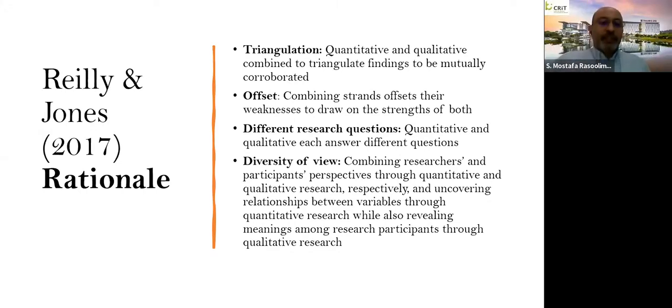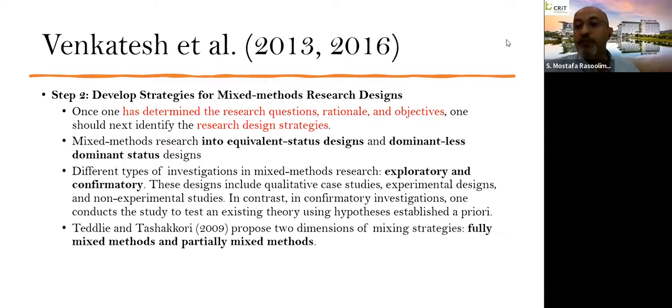This is another understanding from Rayleigh and Jones of the rationale and purpose of research. Again, you can see this is similar to the categorization of Venkatesh. Some research is triangulation, to corroborate or confirm; offset; compensation. We have different research questions, so we combine qualitative and quantitative to answer the research questions. And there is diversity of view, so combining different views about the same phenomenon. Okay, so this is based on the purpose of application of mixed methods.